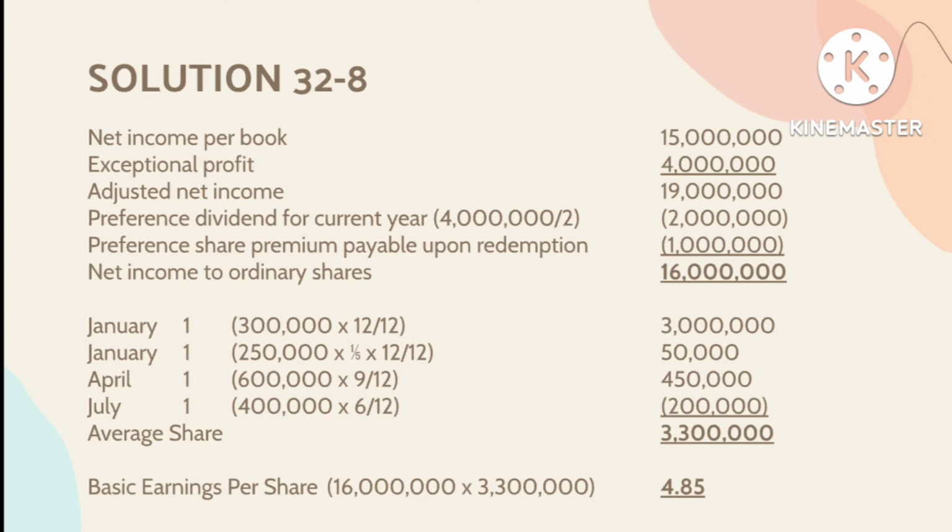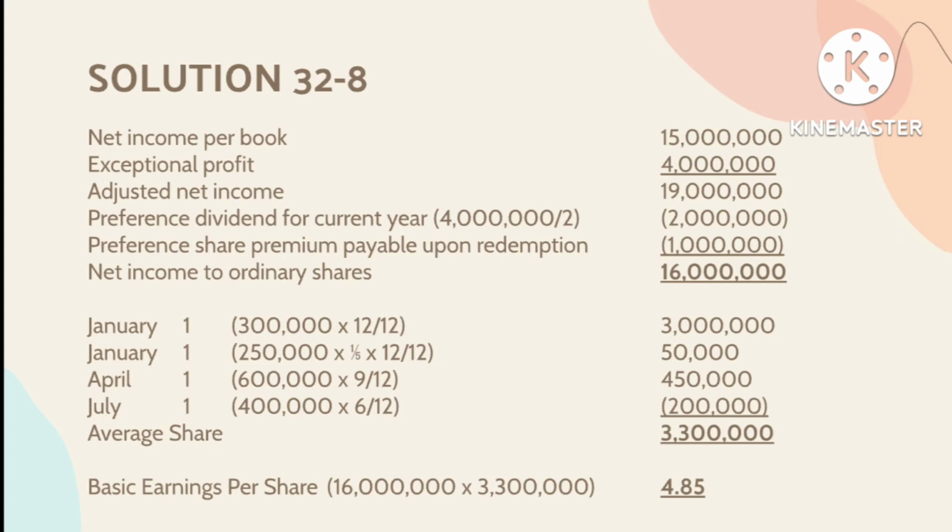Bakit 2 million lang? Kasi for computation of basic earnings per share, laging for the current year lang yung kinukuha natin. Last also is yung preference share premium payable upon redemption of 1 million. The preference share premium payable on redemption can be considered as dividend on participating preference share. So the net income to ordinary shares is 16 million.